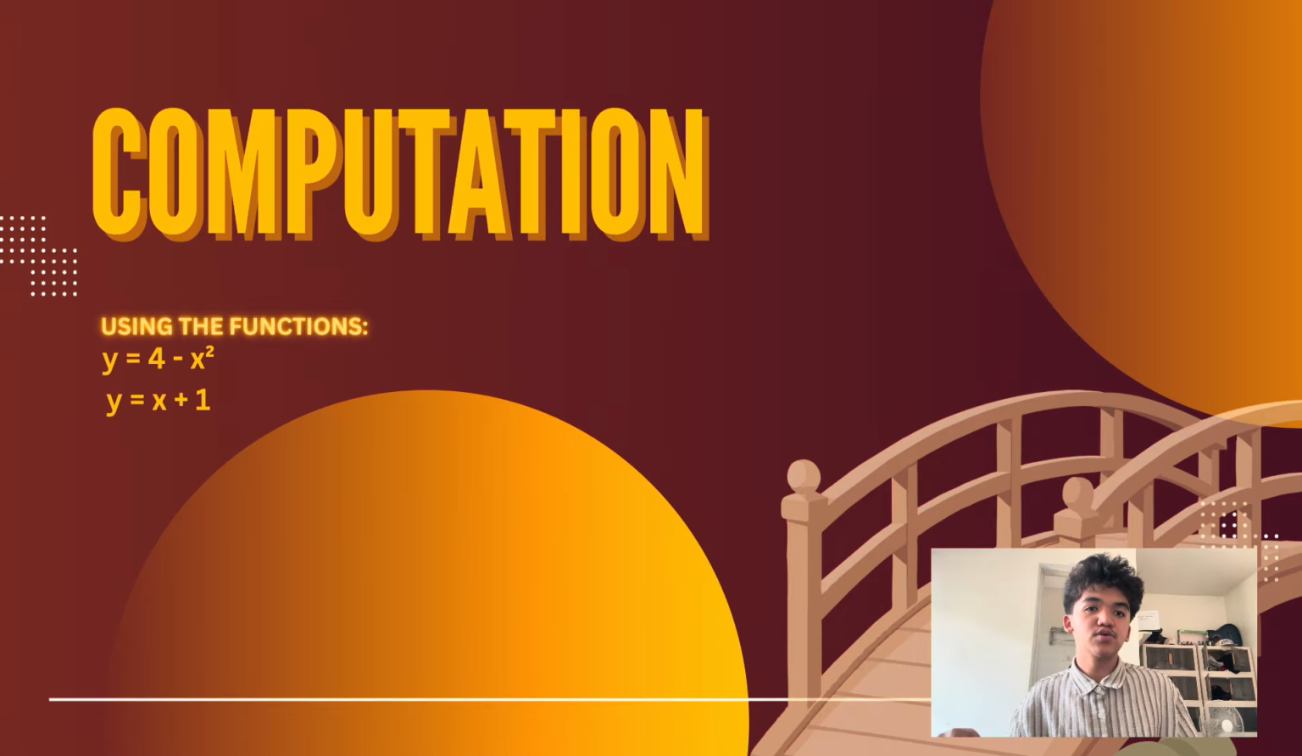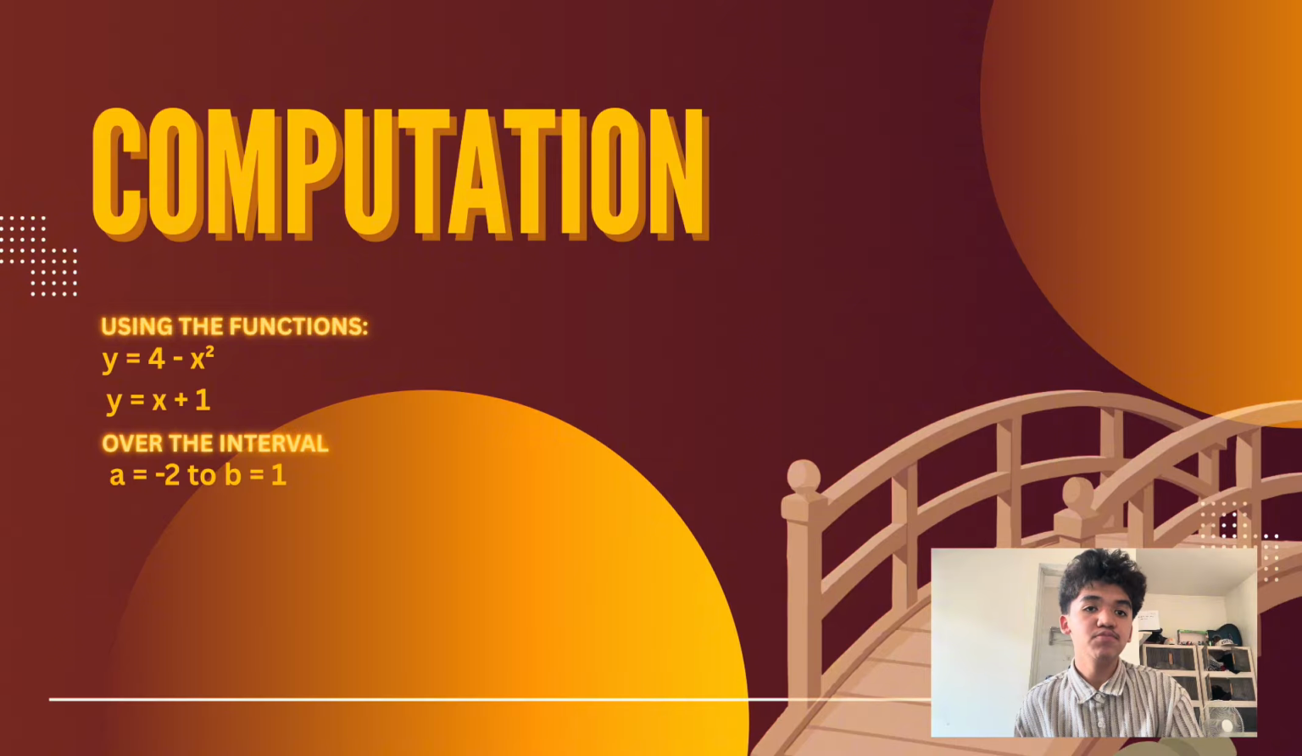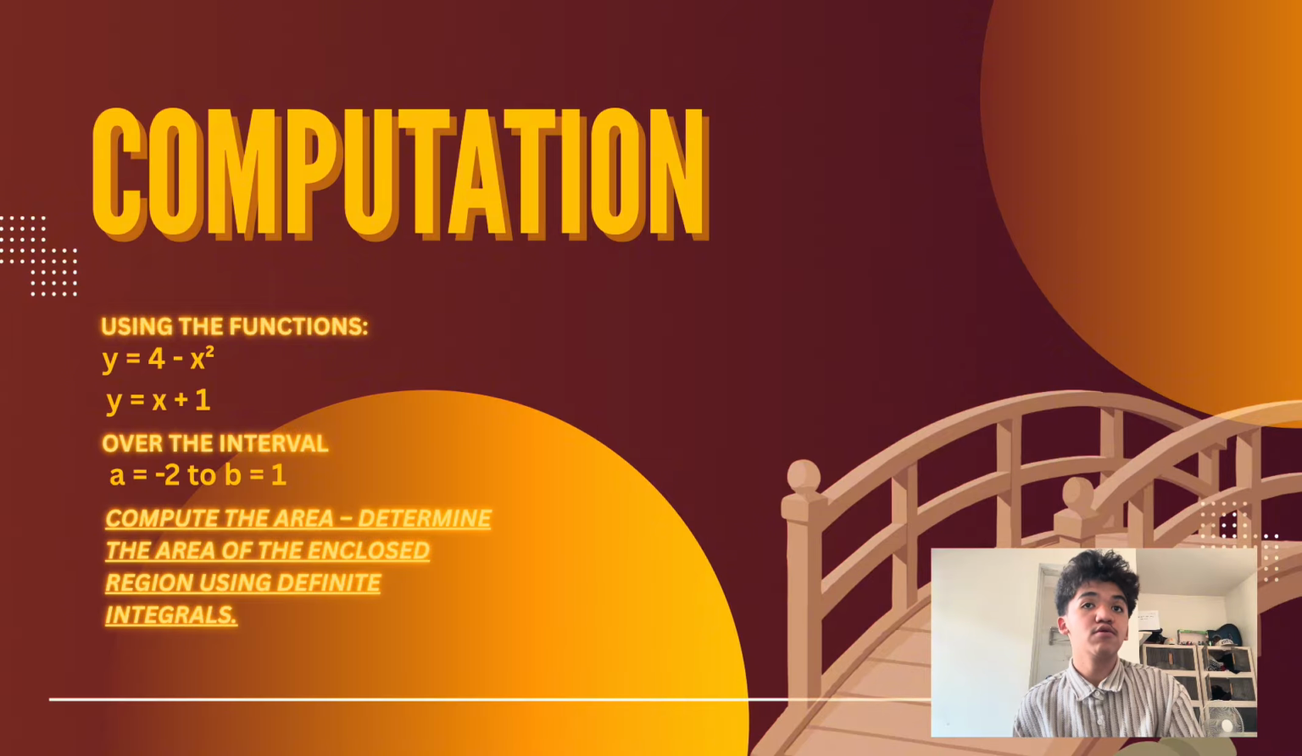By using the functions y equals 4 minus x squared, which determines the parabolic function and the arch of the bridge, followed by y equals x plus 1, which determines a linear function and the ground beneath the bridge, over the interval a equals -2 to b equals 1. Our goal here is to determine the area of the enclosed region using definite integrals. Definite integrals will help us find the empty space that will help us build the strong foundation of the pedestrian bridge for the people who are going to use it every day.